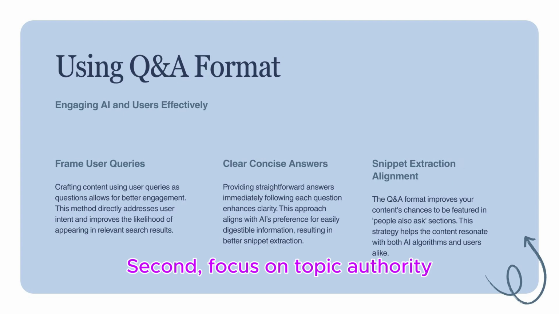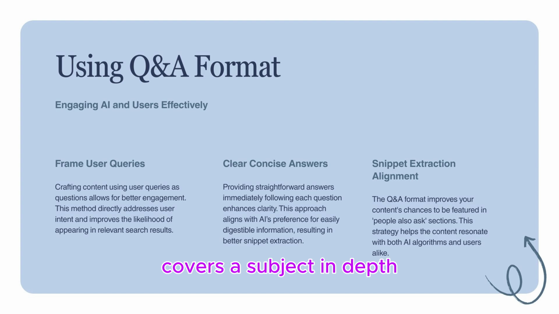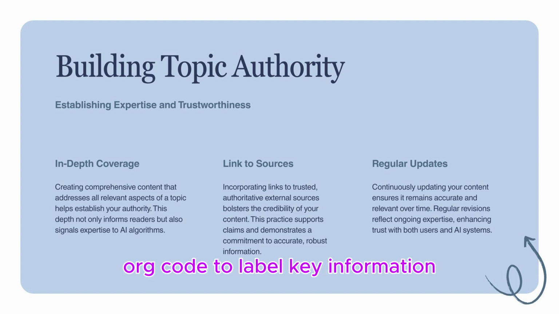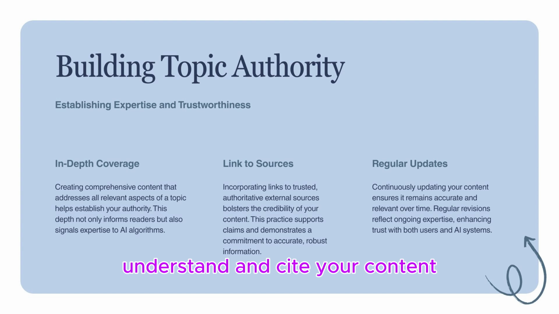Second, focus on topic authority. Create comprehensive content that covers a subject in depth, linking to trusted sources. AI values expertise. Third, implement structured data markup on your website. Use schema or code to label key information, helping AI understand and cite your content.